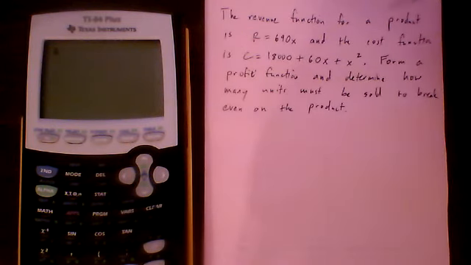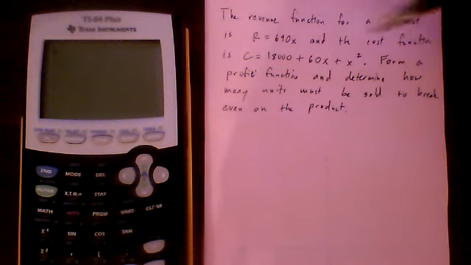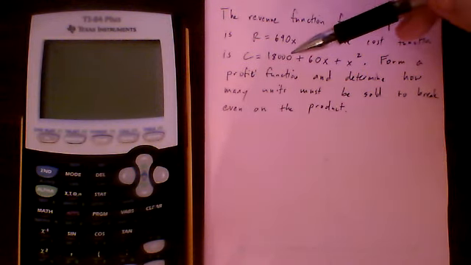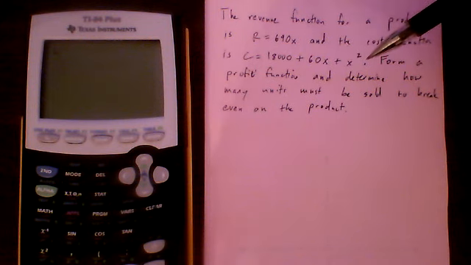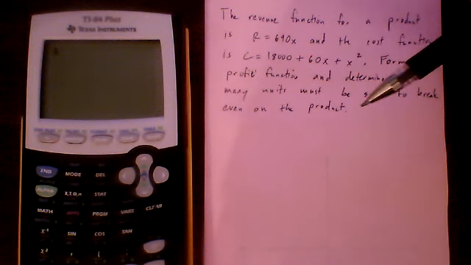Okay, so let's take a look at one more application problem. This one says the revenue function for our product is R equals 690x, and the cost function is 18,000 plus 60x plus x squared. We want to form a profit function and then determine how many units must be sold in order to break even on this product.